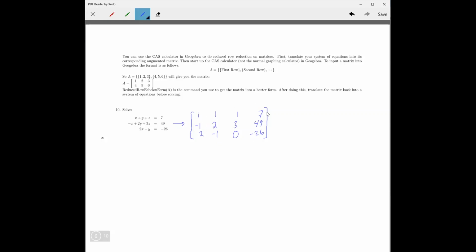Okay, so I have this matrix here, and I'm going to plug it into Geogebra. This right here is what you use to get it into Geogebra, and also you want to use the CAS calculator. But that's the notation for doing it. So remember that notation. And then this is the command that you want to do next. After you input the matrix, this is the command that you want to put: reduced row echelon form of A. Okay, so I'm going to switch to Geogebra and show you how this works.